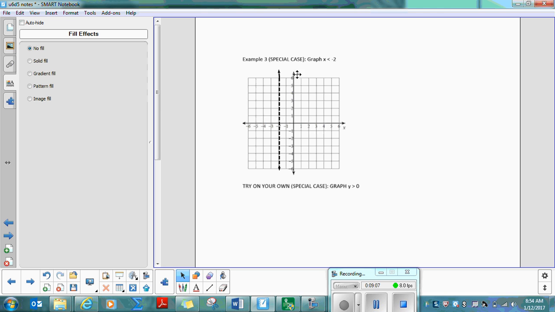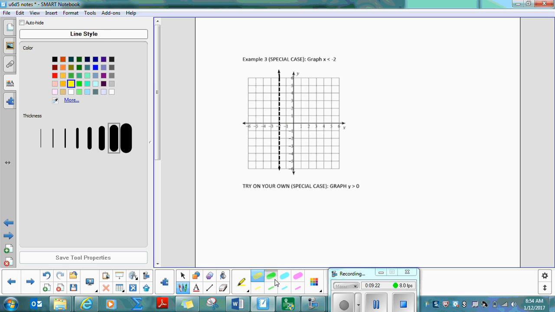Now you have to figure out where to shade it. There's no above or below on a vertical line. So if you pay close attention to it, though, it says x is less than negative 2. Well, where are all the x's less than negative 2? On this side. So that's what I'm going to shade right here, is this part. Okay? So we shade this, and that's all we have to do.